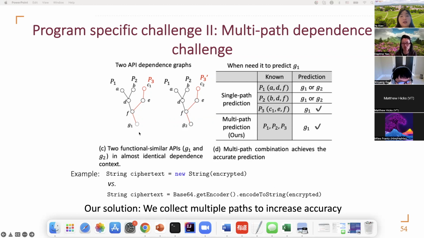We visualize this phenomenon here. G1 and G2 are 2 functionally similar APIs, and most of their dependence paths are identical. So if we take a single path as input, like P1 and P2, the model cannot tell which one to use. Therefore, to increase the distinguishability, we take multiple paths as the input to tell the model which one we should suggest.